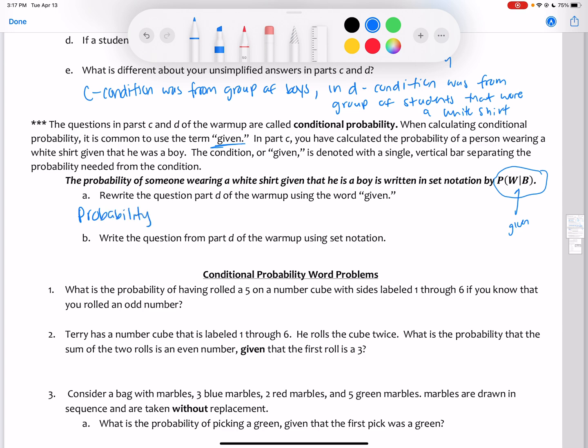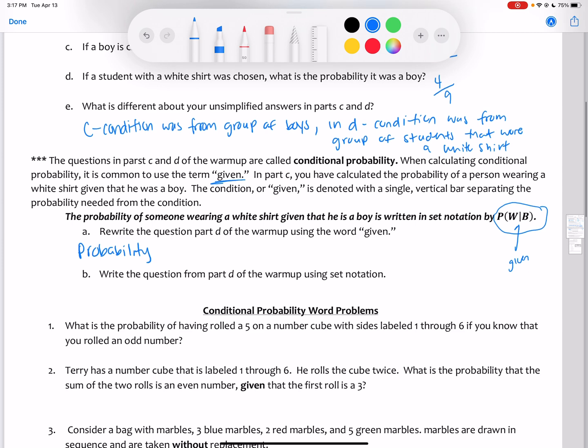So part D says, what's the probability it was a boy given they wore a white shirt? So the probability of a boy given they were wearing a white shirt. Okay, so the given condition is always going to be the second term that you're using. So then that means that I'm going to say probability of a boy given white shirt.